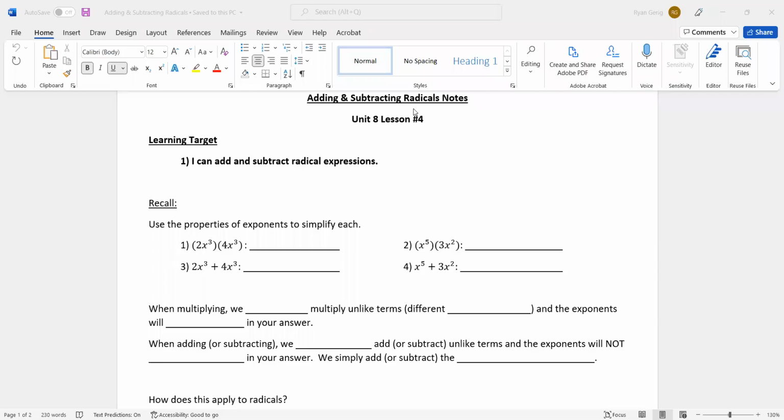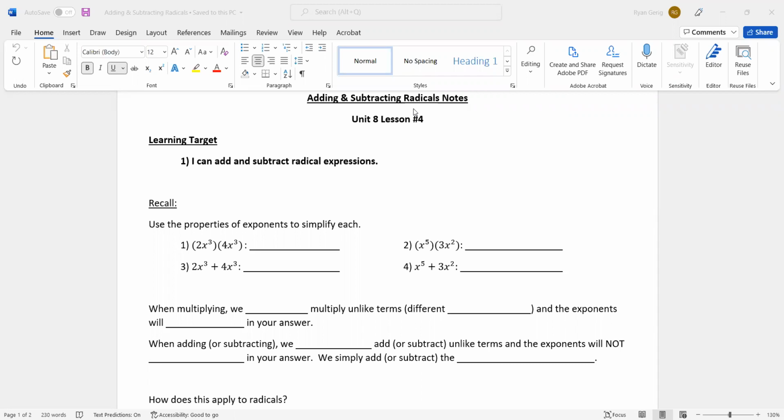All right, today we are going to be doing adding and subtracting radicals. It's a little change of pace from what we've been doing the first three lessons, which was all multiplication and division. So I'm going to do some stuff that we've done in the last couple units to show you what's happening with radicals, to show you that it kind of follows the same pattern.